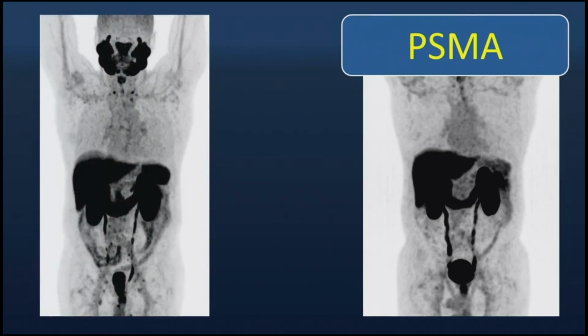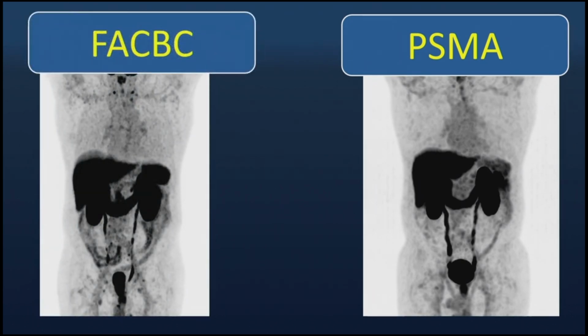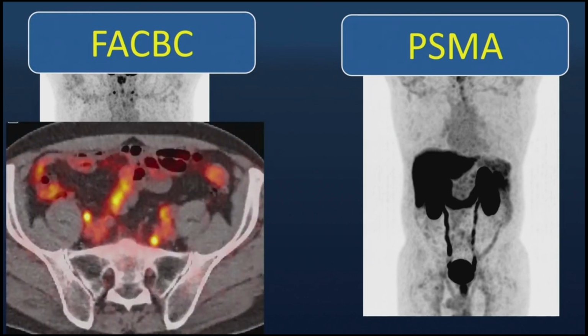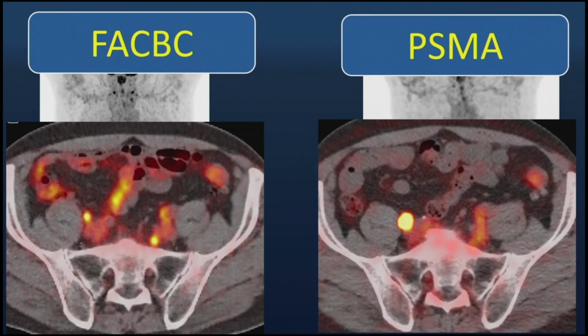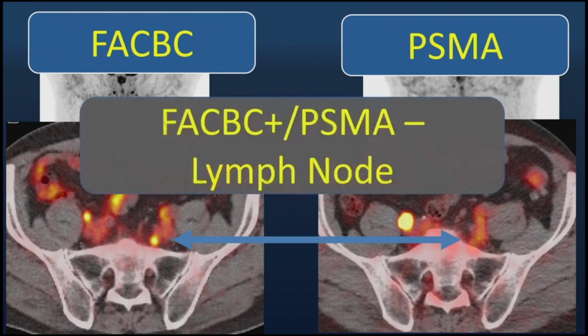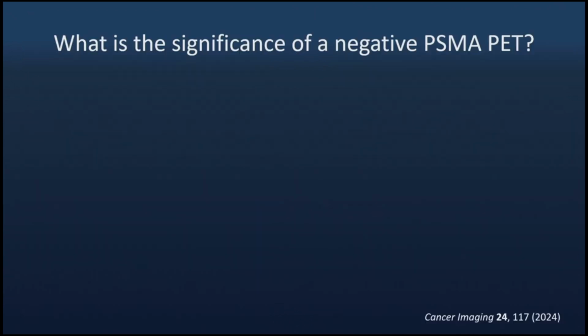So we said, well, let's try something else. We tried FACBC, and when we looked at the fused FACBC exam, we actually saw this. This was a lymph node, and we look back at the PSMA, there's a little bit of warmness there, probably same level. You're not going to call that on the PSMA. So this was an example of a FACBC positive, PSMA negative node. Again, this is a hallmark that not all of them are intense expressors.